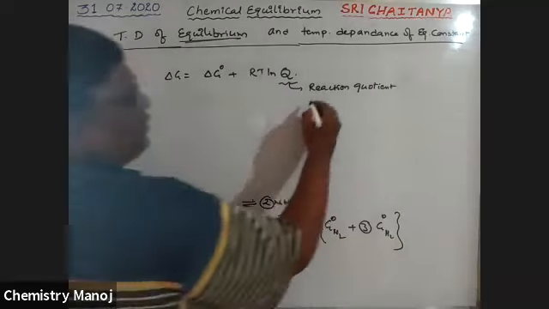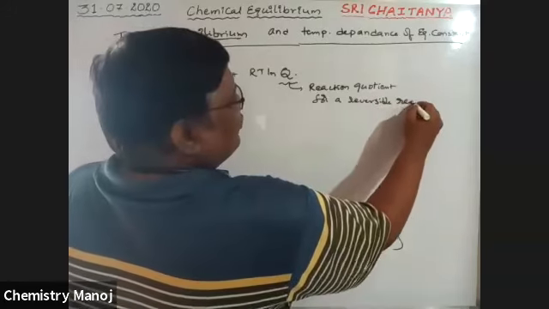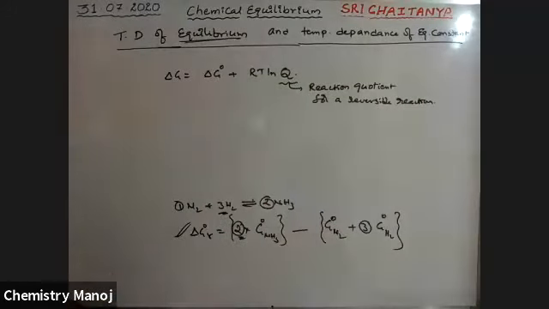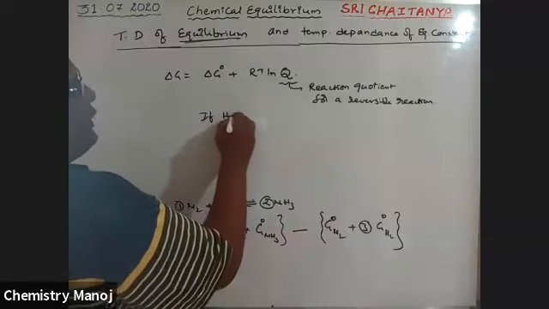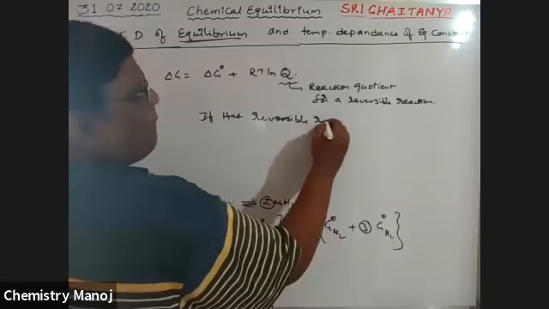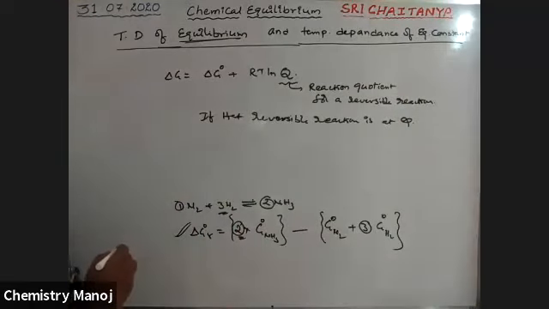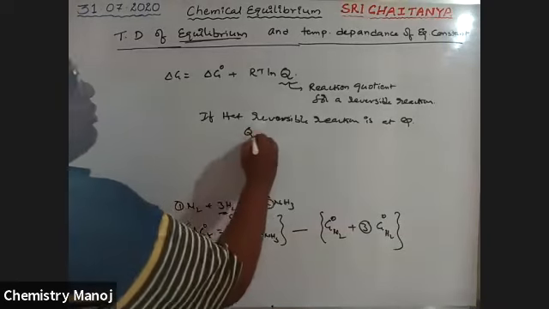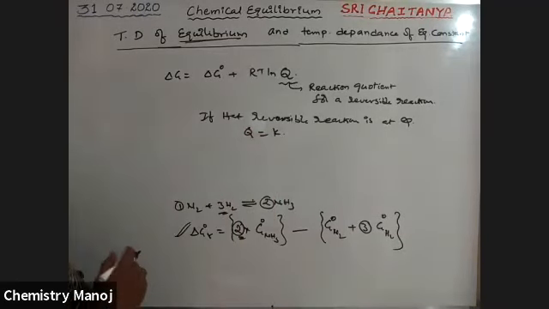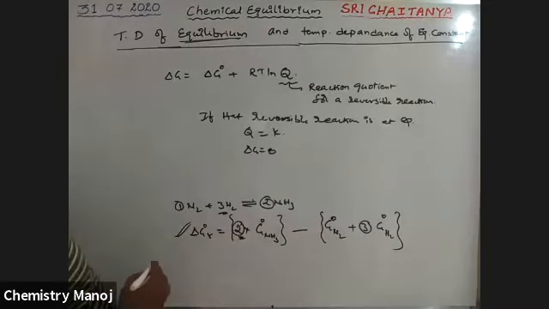So for a reversible reaction, that is the reversible reaction, for that reaction quotient, already we discussed that. If that reversible reaction is at equilibrium, Q is equal to K, the equilibrium constant. Automatically, delta G is equal to 0 only.